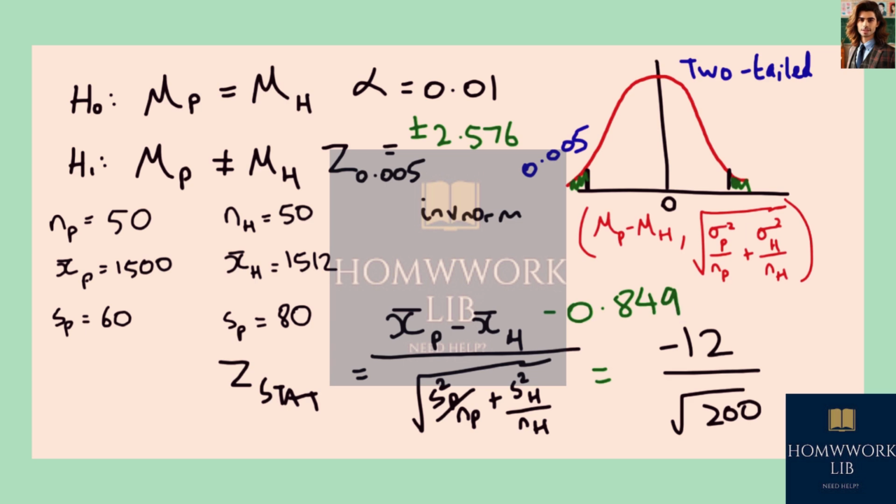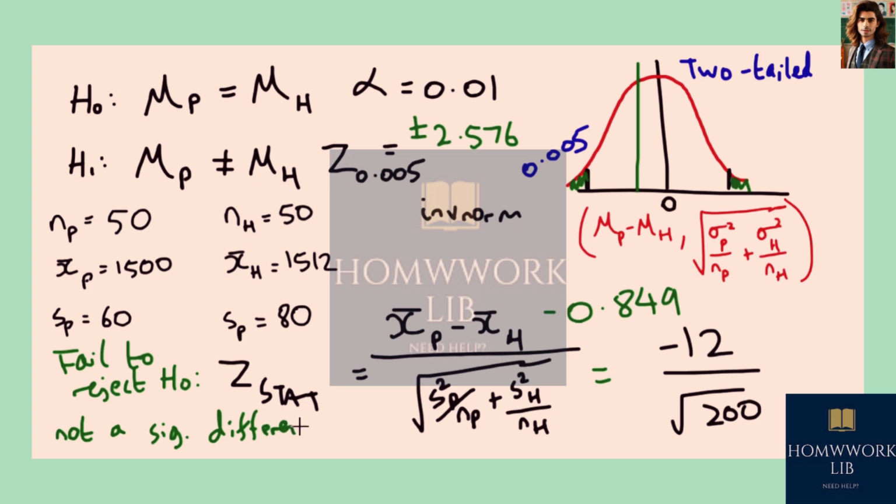Okay, that's not as extreme as our critical value there. So our sample mean difference does not fall in the rejection region. So the result here is we fail to reject the null hypothesis. The difference that we have found is not significant. So not a significant difference. It's extremely plausible to us that this could have just arisen due to sampling error.